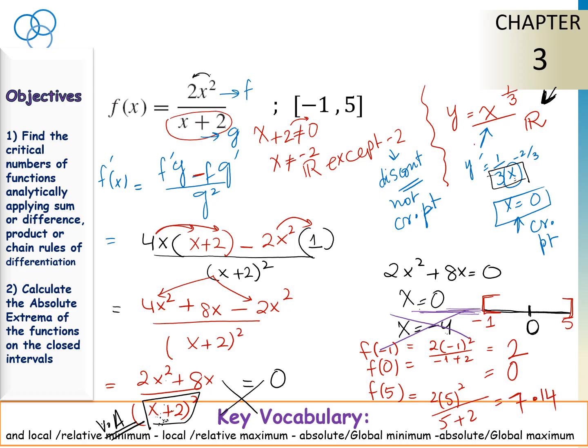So which one is the highest point? The largest value is 7.14, which is your absolute maximum. Now the lowest point is 0. So this gives you the absolute minimum.